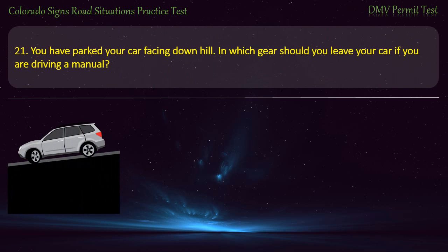Question 21. You have parked your car facing downhill. In which gear should you leave your car if you are driving a manual? First gear. Reverse. Neutral. Top gear. Answer. Reverse.